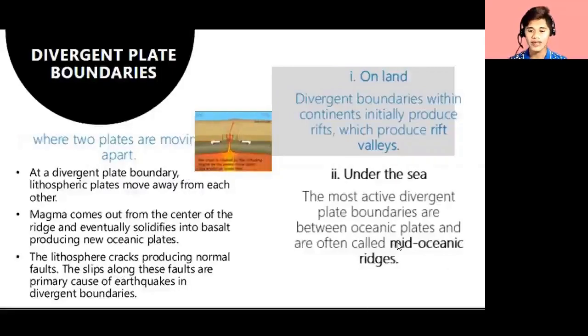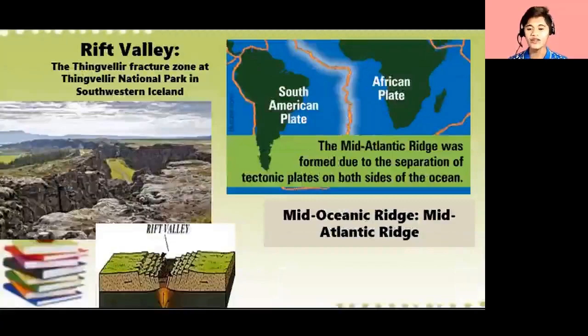On the land, let's proceed on the land. The divergent boundaries within continents eventually produce rifts, which produce rift valleys. A rift valley is a linear-shaped lowland between several highlands or mountain ranges created by the action of the geologic rift or fault. A rift valley is formed on a divergent plate boundary.